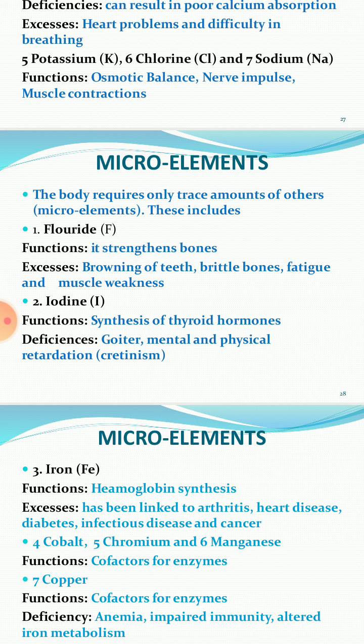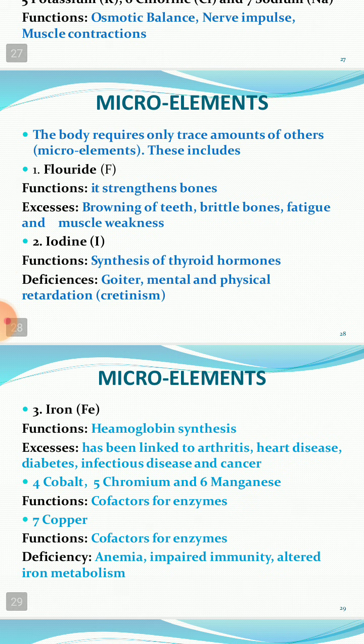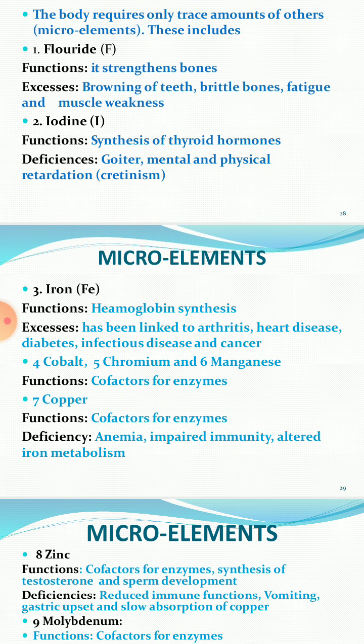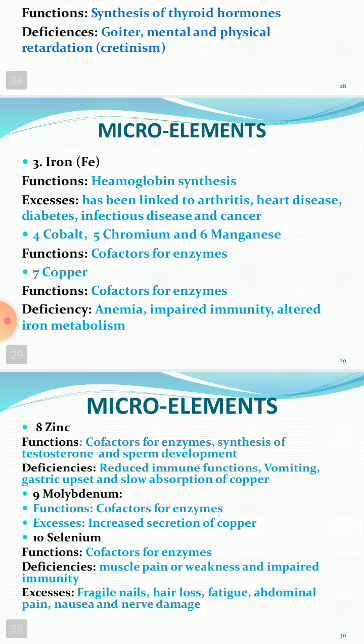Microelements: fluorine, fluoride strengthens bone. Excesses cause browning of teeth, brittle bones, fatigue, and muscle weakness. Iodine: synthesis of thyroid hormone; goiter, and mental and physical retardation in case of deficiency. Iron functions in hemoglobin synthesis. Its excesses cause arthritis, heart diseases, diabetes, infectious diseases, and cancer. Cobalt, chromium, and manganese: cofactors for enzymes. Copper: cofactor for enzymes; deficiency causes anemia, impaired immunity, altered iron metabolism.